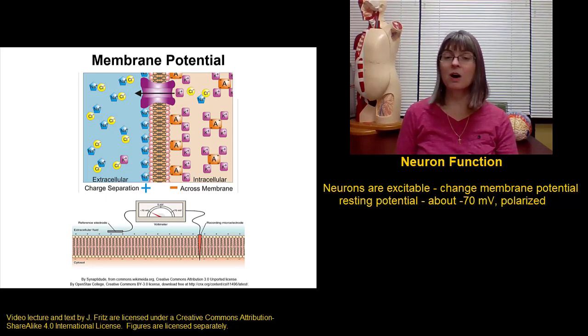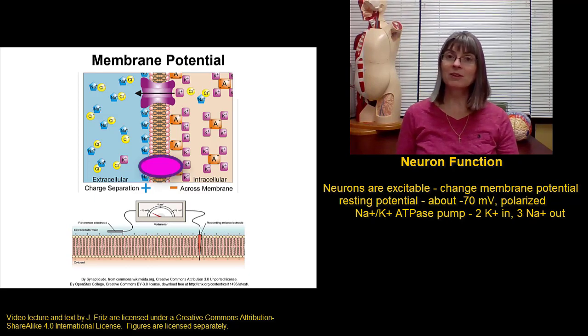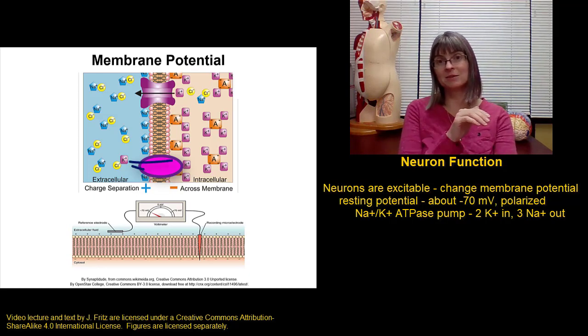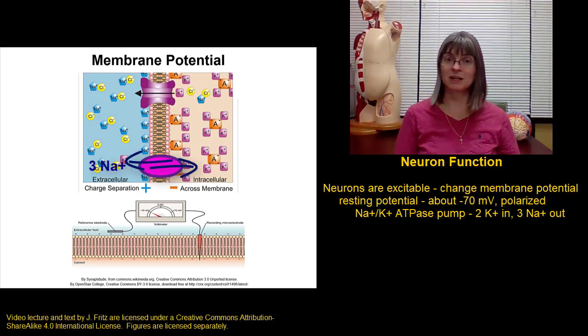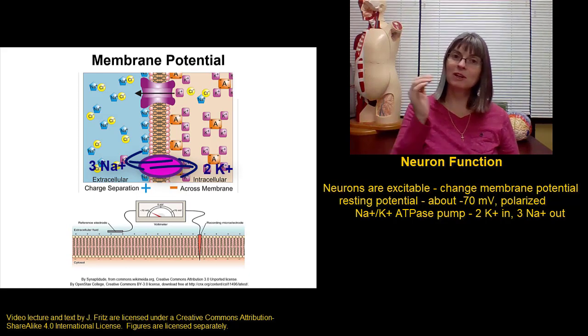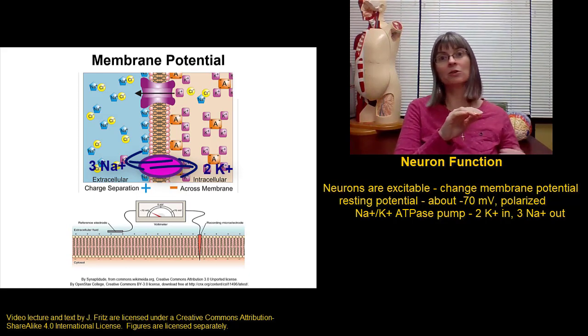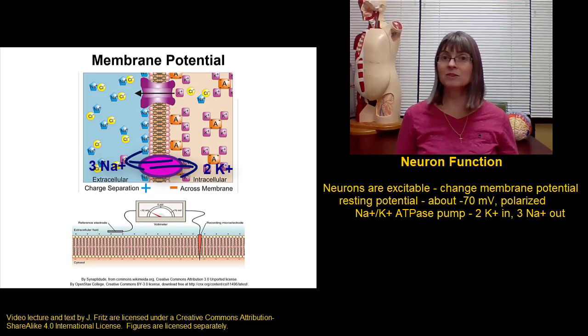Let's do a quick review of the factors that are involved in setting up this membrane potential, this polarized difference between the inside and the outside of the cell. The first factor is the sodium-potassium ATPase pump. Remember that that's going to pump sodium out of the cell, 3 sodiums out, and potassium into the cell. 2 potassiums come in. As we keep moving 3 positive charges out and only bringing 2 positive charges back in, we're setting up a situation where the outside has more positive charges than the inside.